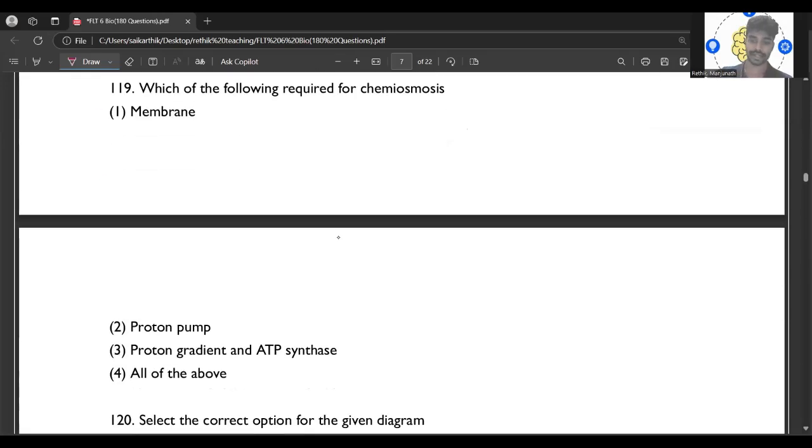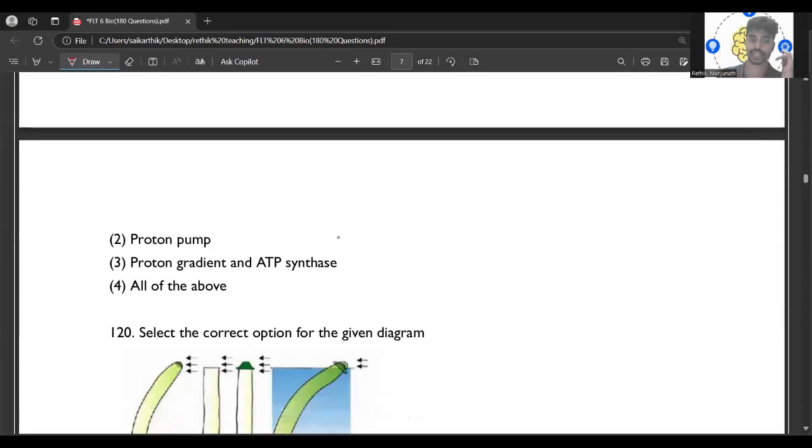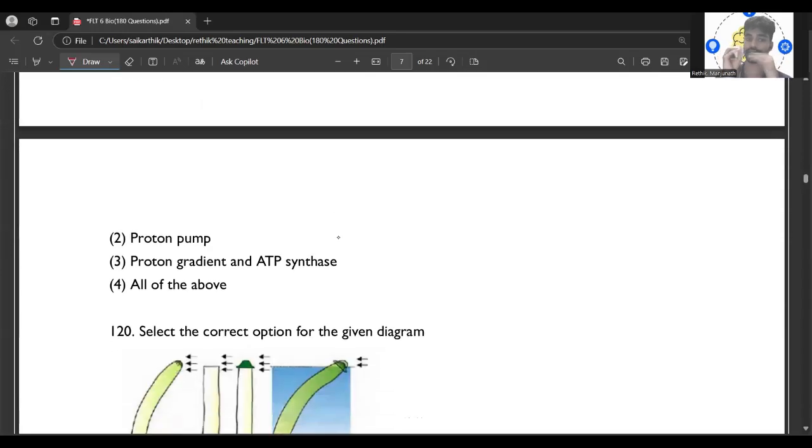So the third option is correct. Question 119 says: which of the following is required for chemiosmosis? So the membrane, yes, then the proton pump is required, and the proton gradient and ATP synthesis. All these three require chemiosmosis. So this is actually from plant physiology, that is photosynthesis in higher plants. So all of the above is correct.